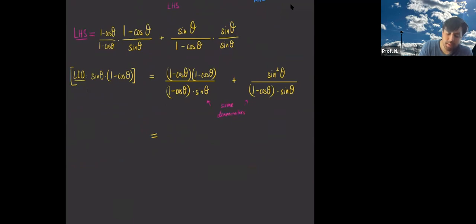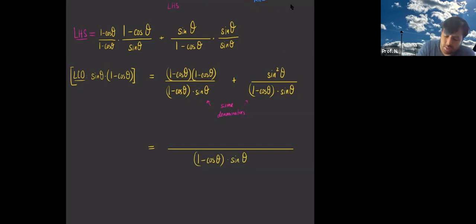Because I have the same denominators, what can I do? Well, good thing I have the same denominators. Now I can just make it into a single denominator, which would be the denominator that I have. 1 minus cosine theta, and multiply that with sine theta.